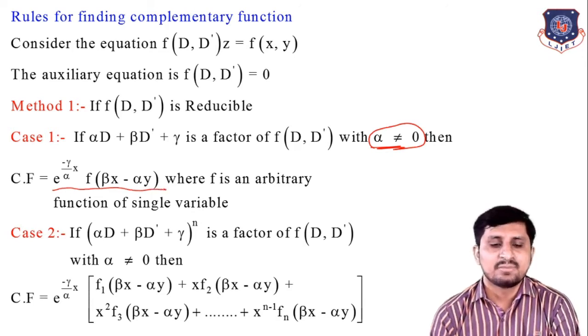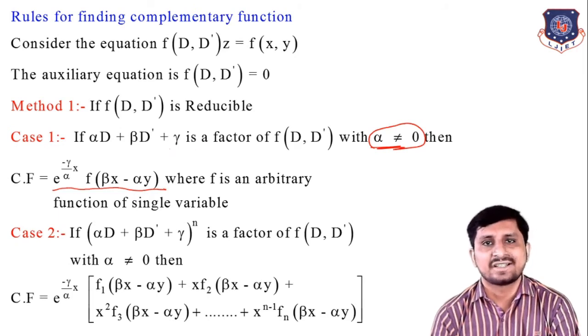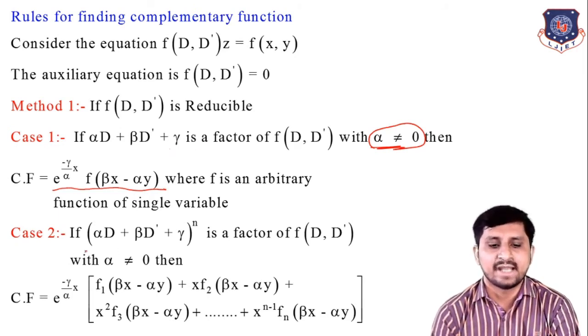Now sometimes the degree of alpha D plus beta D dash plus gamma is more than 1, so for that we have to apply case 2.